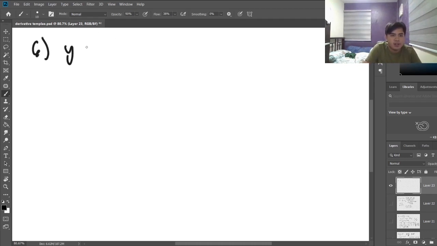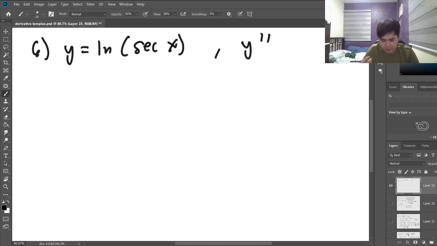6. y equals ln of secant x. We need to find the second derivative of this. So what's the first derivative of this first?